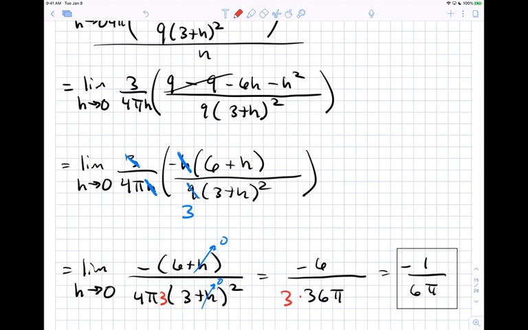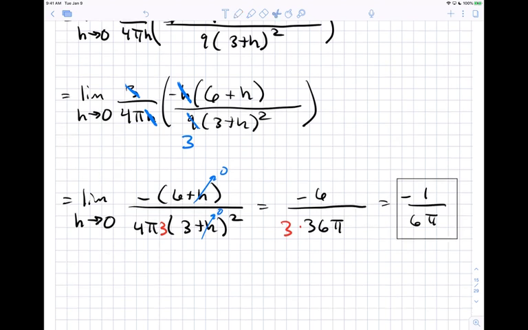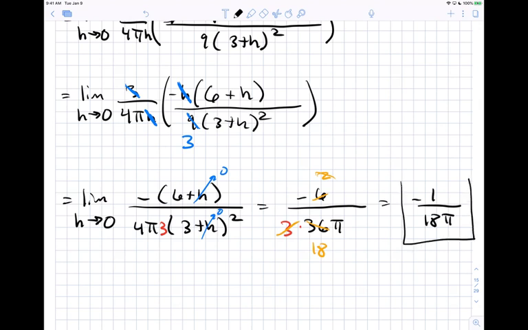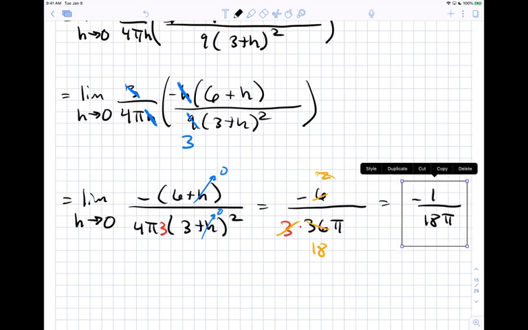And let me just kind of fix the answer. Man, I'm just chock full of mistakes in this last little bit. Delete. So that's going to turn this into, let's do it like this. The 3 is going to turn the 6 into a 2. And that's what, 18? This is going to turn this into an 18. So we're going to be left with negative 1 over 18 pi. Okay. So that one, I just needed to be more meticulous, slow down, and take my time.